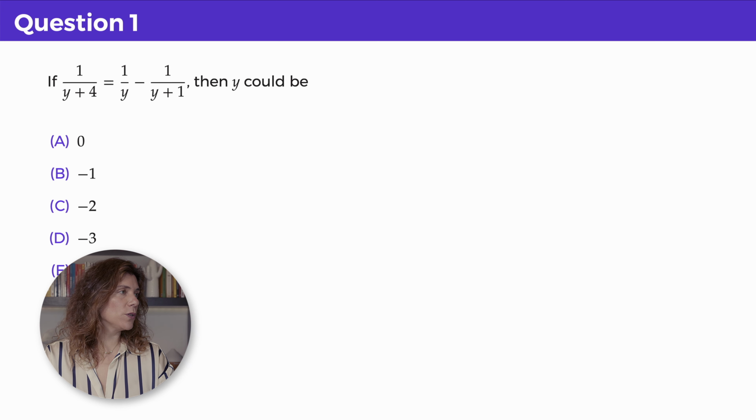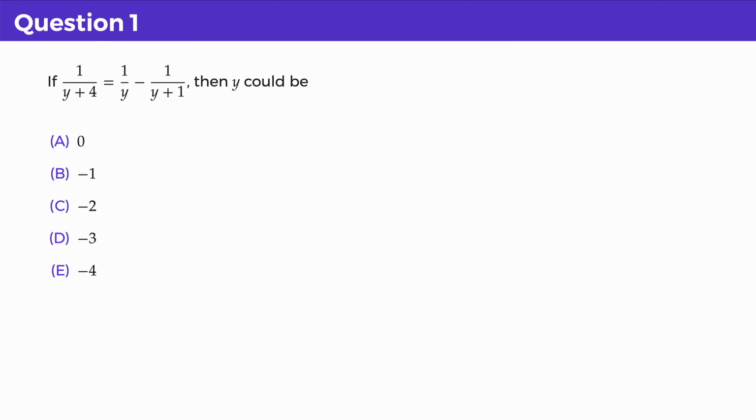Let me show you. If 1 divided by y plus 4 is equal to 1 divided by y minus 1 divided by y plus 1, then y could be which of the following answers? We have 0, minus 1, minus 2, minus 3, and minus 4.